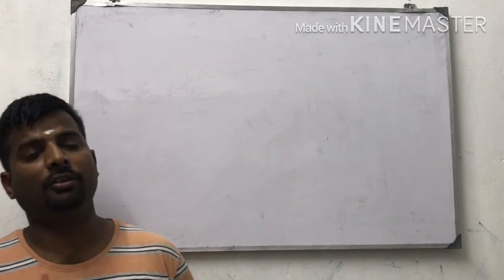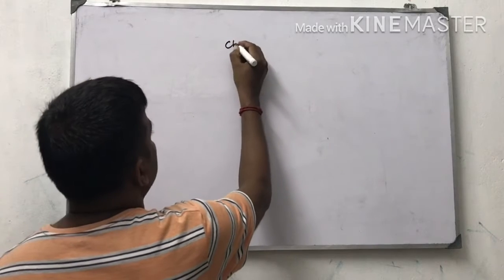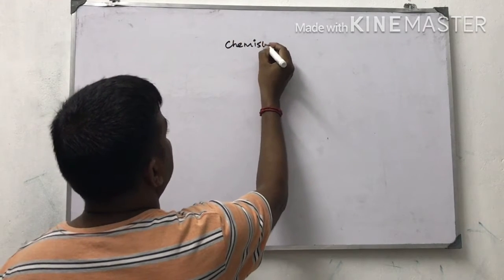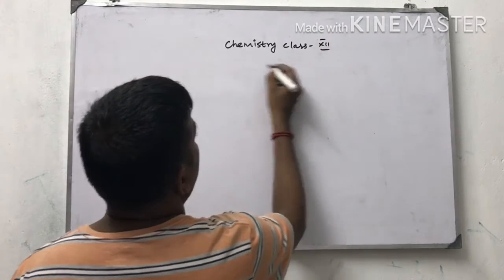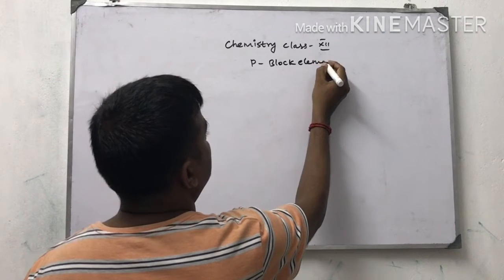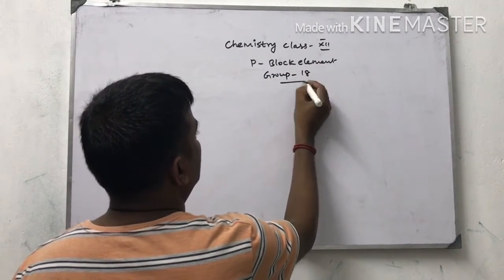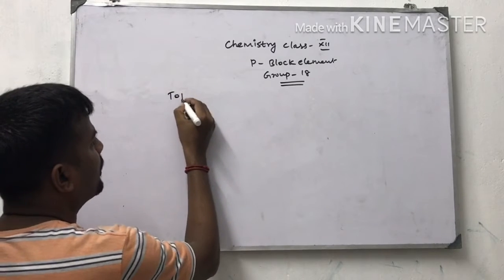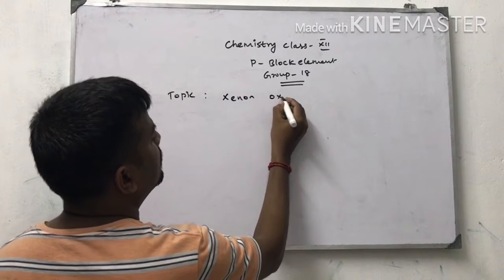Good evening, students. Today we are going to talk about xenon oxygen compounds. Chemistry, class 12, P block elements, group 18. With this group 18, today's topic is xenon oxygen compounds.